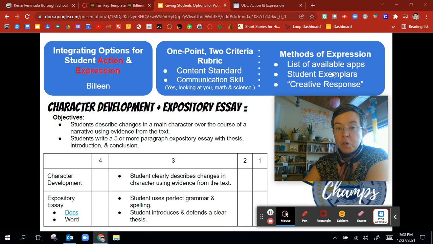If you Google the term creative response online, you will come up with a whole bunch of different projects, and I have a list of those documents on my website, or you can email me and I can give them to you. Mostly with that, you're looking for clarity, evidence that the student understands what character development is, that they are using evidence from the text, and I always add in elements of art and design in order to create an engaging experience for the audience.